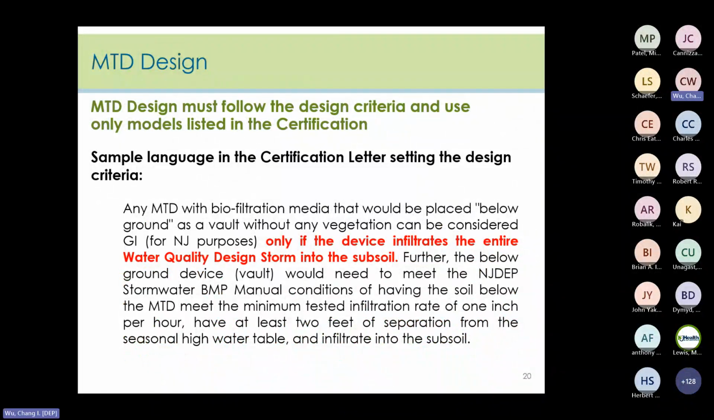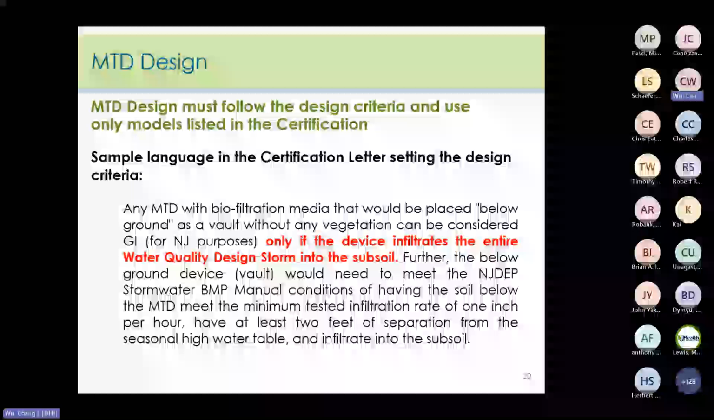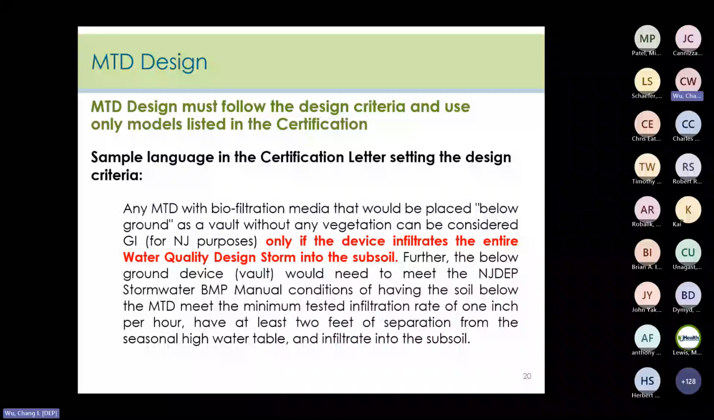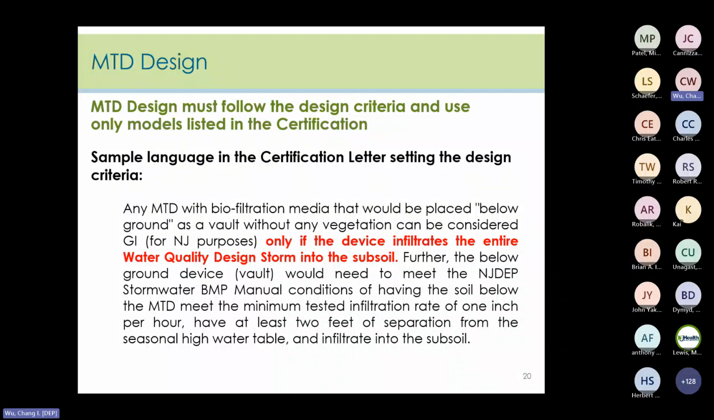So there's another design criterion in the MTD certification letters that the MTD must follow in order to receive the TSS removal rate. If it's underground, it needs to be designed to infiltrate the entire water quality design storm in order to be recognized as a GI MTD and receive the 80% TSS removal rate.